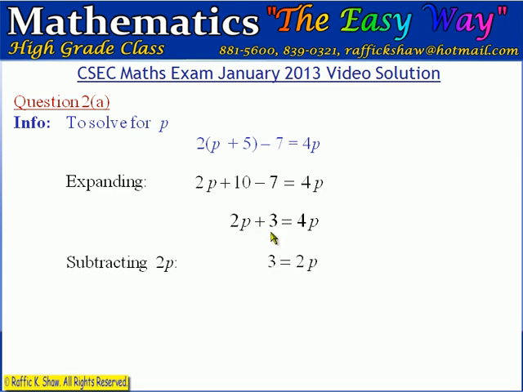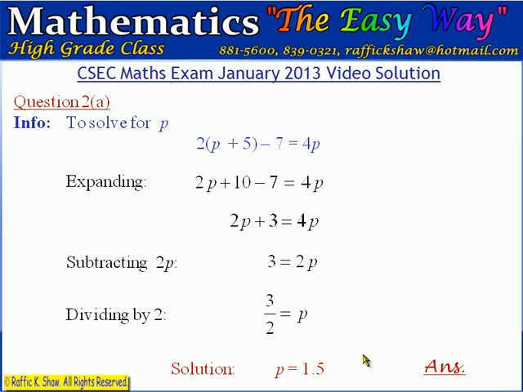If we subtract 2P from this side, this 2P is eliminated, and if we subtract 2P from this side, we end up with 4P minus 2P, which is equal to 2P. And so now, to make P the subject, we simply divide both sides of this equation by 2, and so dividing by 2 gives P equals 3 divided by 2. 3 divided by 2 is 1.5, and so the answer here is P equals 1.5.